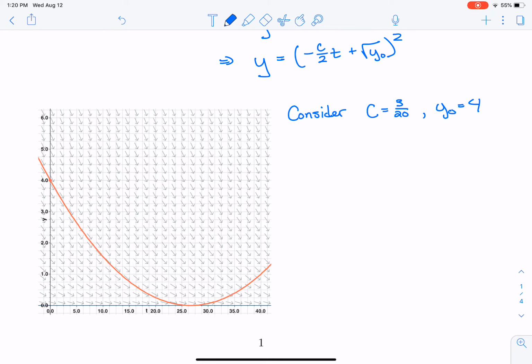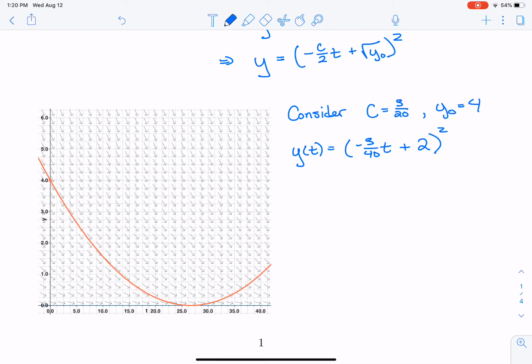Okay, then y of t in this case is going to be, let's see, minus c over 2, so that's minus 3/40 t plus 2, because the square root of y0 is the square root of 4, which is 2, and we're going to square that. Okay, so y of t is minus 3/40 t plus 2, quantity squared. So y is a parabola. And you notice that I've graphed the parabola for you.